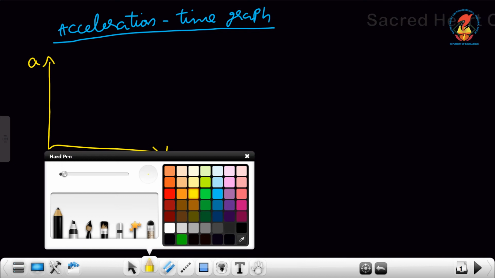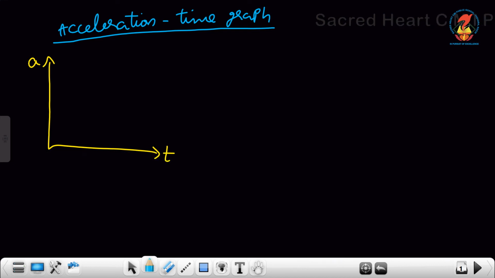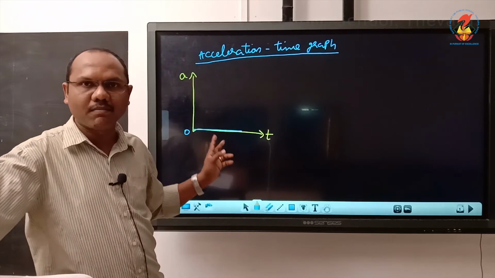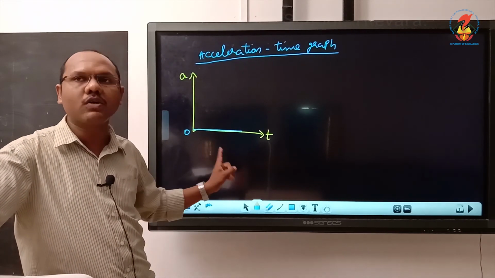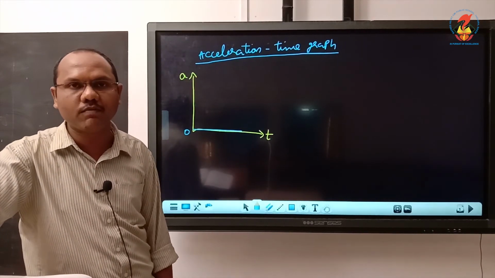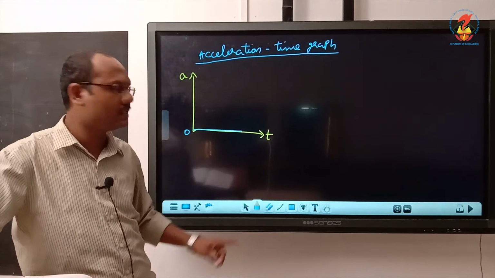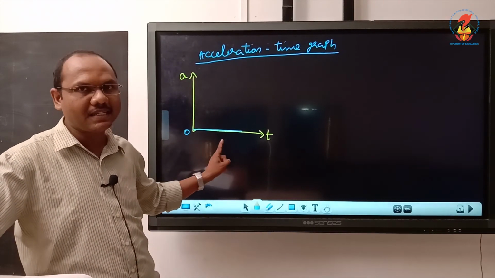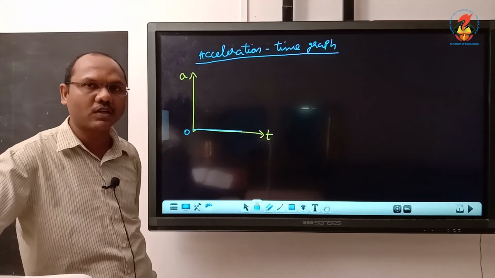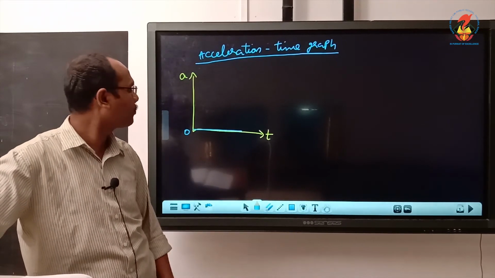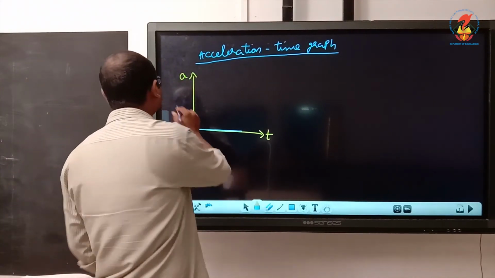So when I draw the acceleration time graph, I will draw like this. Acceleration is 0. So this graph tells that either the body is at rest or the body is moving with uniform velocity. So please note that body is either at rest or moving with constant velocity. Okay. Now second graph.